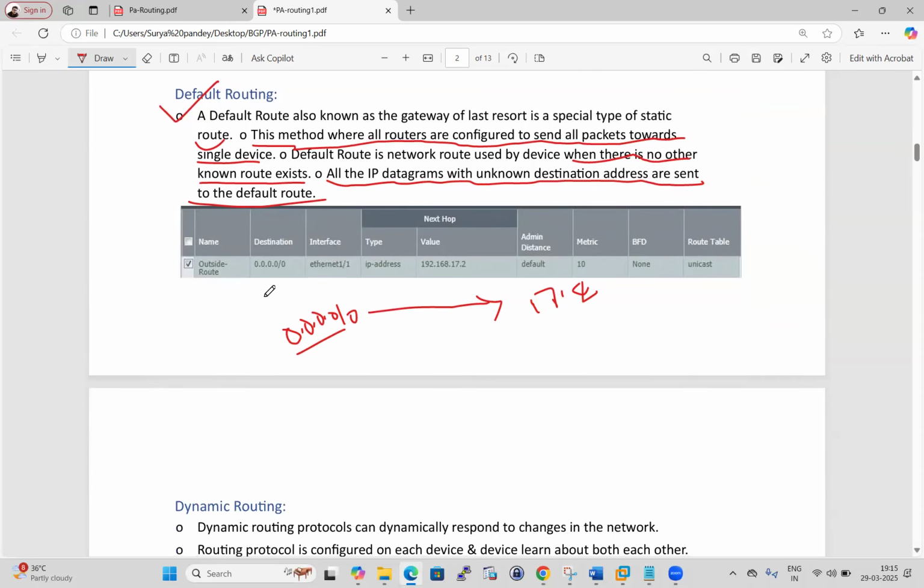In the default route also, guys, we can use multiple next hops, and we can define them with the help of a metric. If you are using metric 10 and 20, then 10 is going to be picked first, and 20 is going to be picked second. So the lower metric has the higher priority.